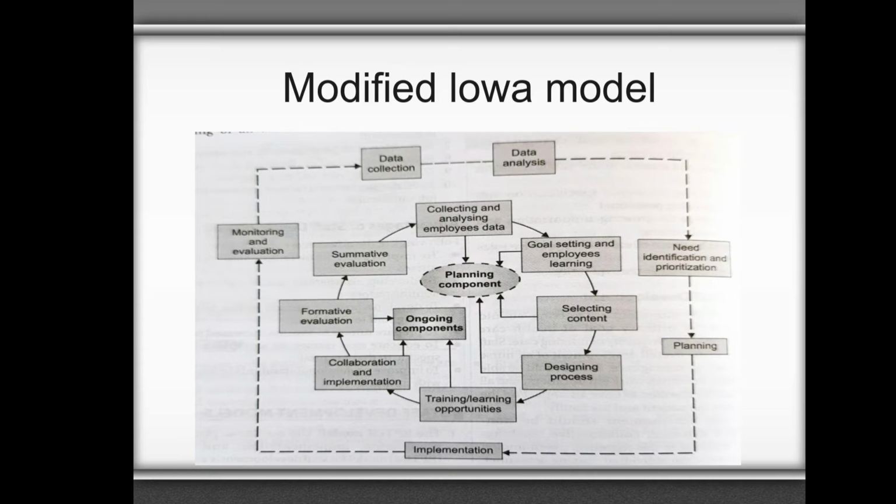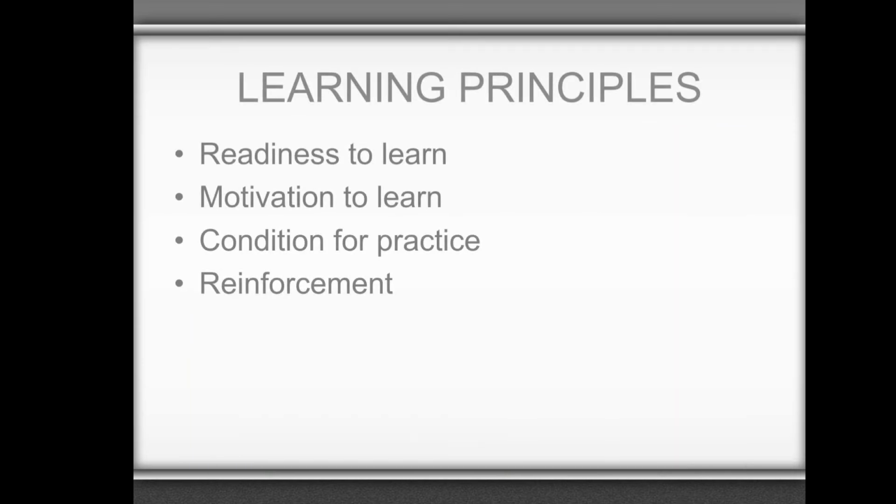I think it's clear. These two models we commonly use. The first model is the RPTIM model, and the second one is the LOVA professional development model. Then the learning principles for any learners: readiness to learn, motivation to learn, condition for practice, and reinforcement. These principles of learning have to be there with the learners, then only they can learn, if we are administering the staff development program.